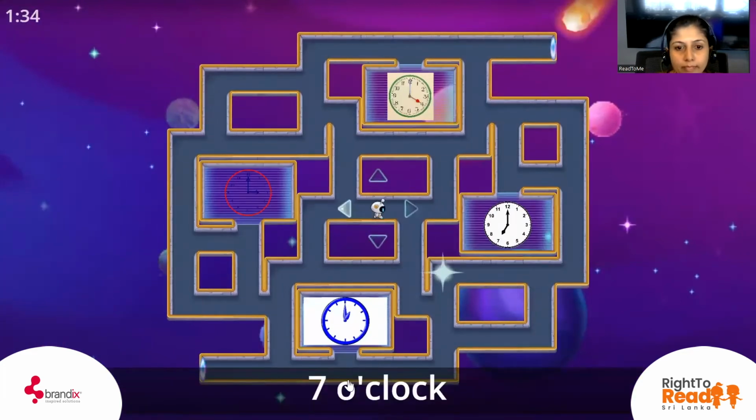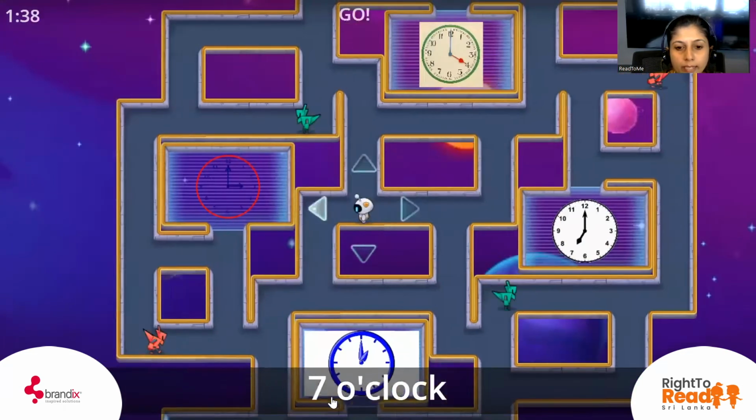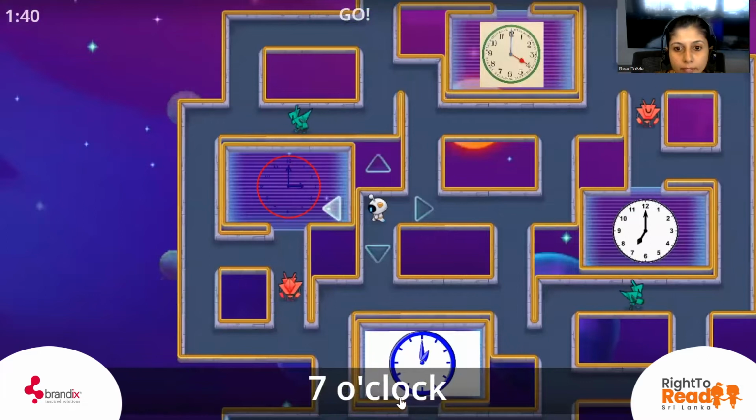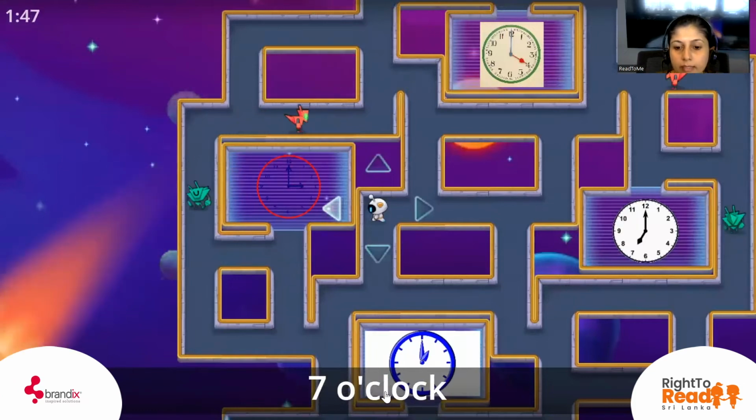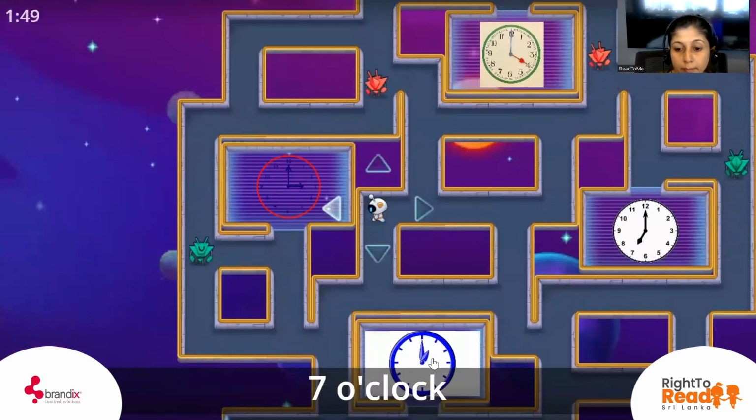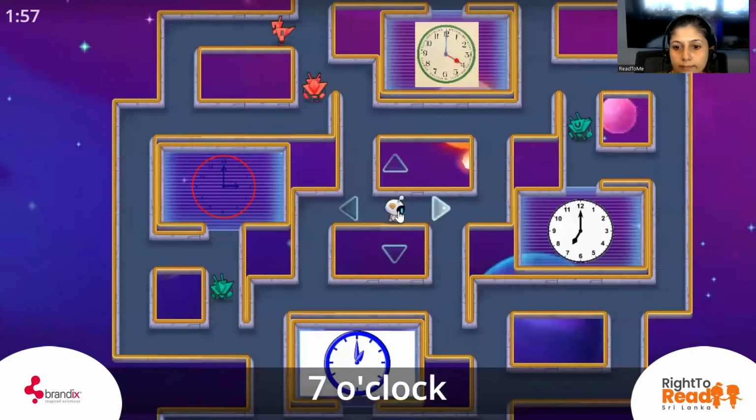Shall we play it again? Once again, look at the time mentioned here. It's 7 o'clock. When it's 7, the short hand should be on number 7 and the long hand should be on number 12. So, let's find the correct clock.